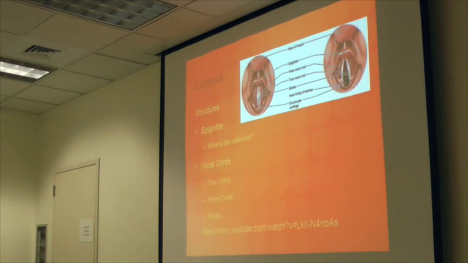And the glottis is just the opening between the cords. The glottis is the opening between the cords.